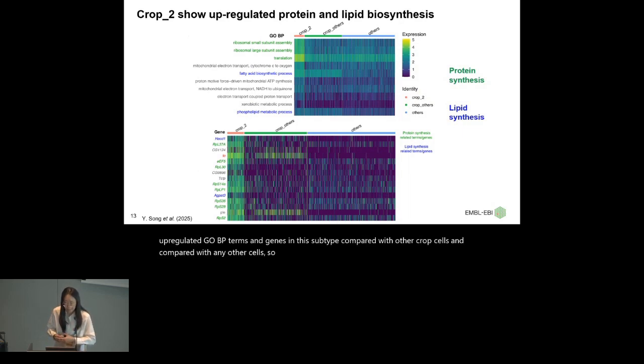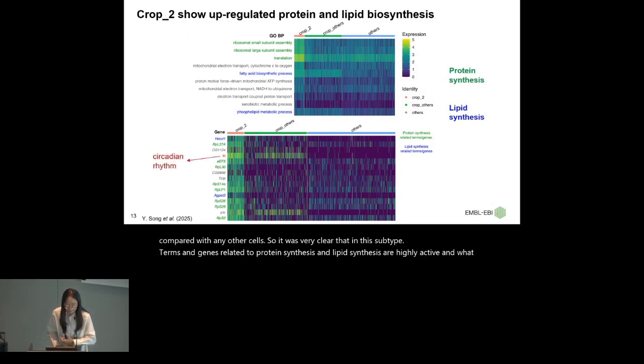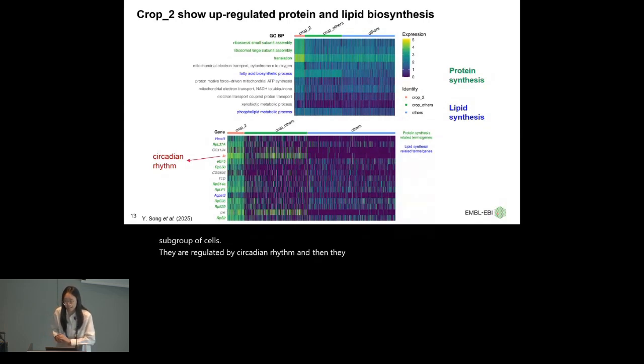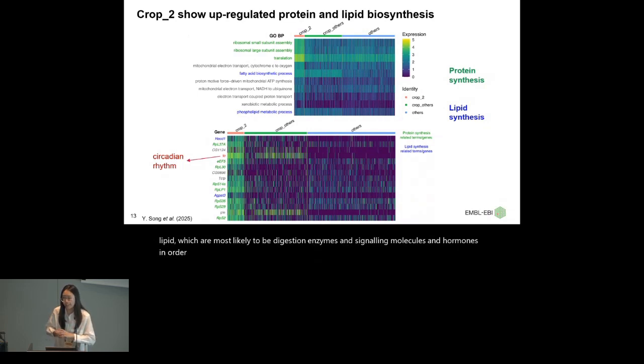So it was very clear that in this subtype, terms and genes related to protein synthesis and lipid synthesis are highly active. And what is worth noting is that here we also find the increased expression of a gene called the 2 gene, which is related to the control of circadian rhythm in fly. So we hypothesize that this subgroup of cells are regulated by circadian rhythm, and then they have an active synthesis of protein and lipid, which are most likely to be digestion enzymes and signaling molecules and hormones in order to regulate the digestion of food in fly.